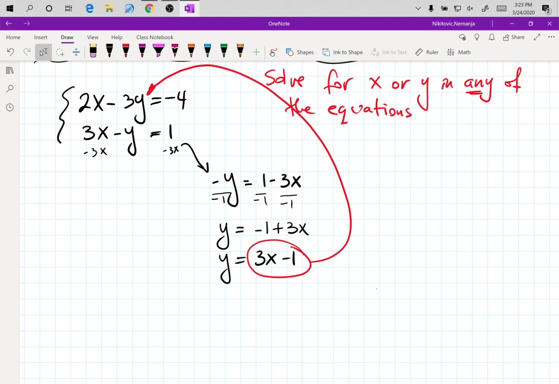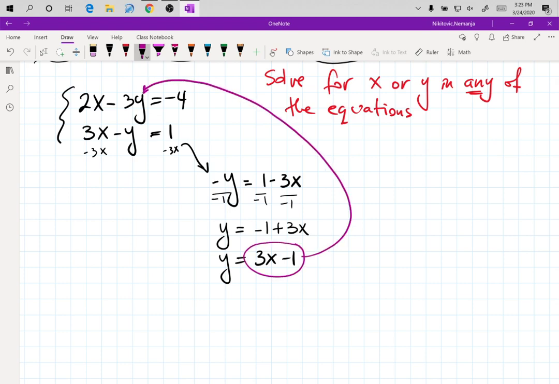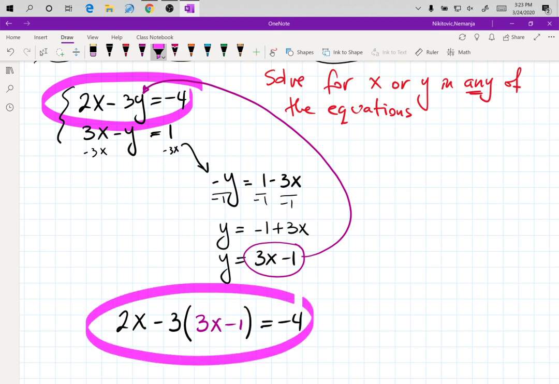So, actually, let me change the color over here to purple. Plug it there. So what do I have? I have 2x minus 3 times, open parenthesis, here's your purple 3x minus 1, and equals to negative 4. So as you can see, the first equation and this equation, it's the same equation. Just the y is replaced with what y is.